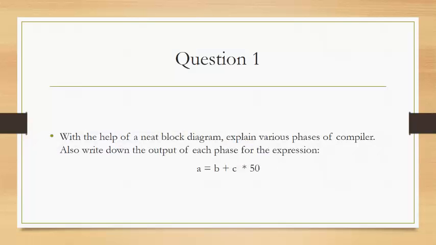The first question is as follows. With the help of a neat block diagram, explain various phases of a compiler. Also, write down the output of each phase for the expression a equals b plus c into 50.